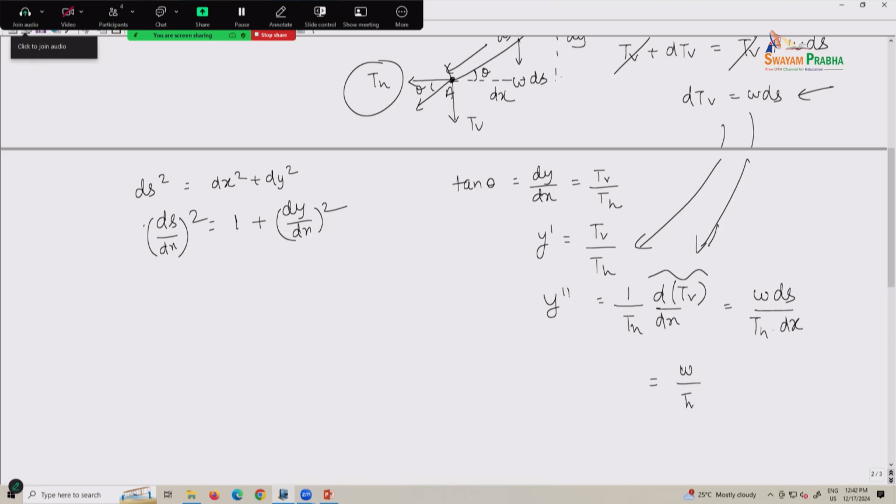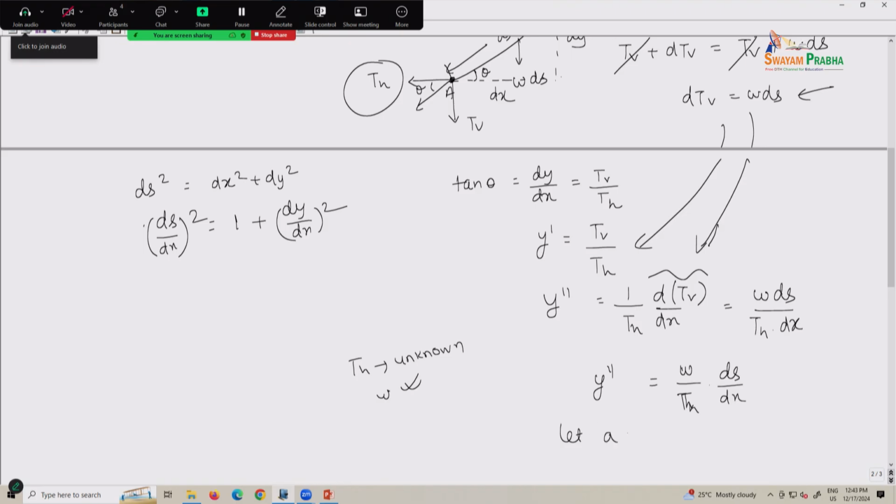w by Th, let us write it again, Th into ds by dx, y double dash. So now let us give some name for this Th, because w is known to you, but Th is unknown to you. As of now you don't know Th, right? Horizontal force, you don't know what is actually happening, right? So Th is an unknown, whereas w is known to you, it is a known quantity, right?